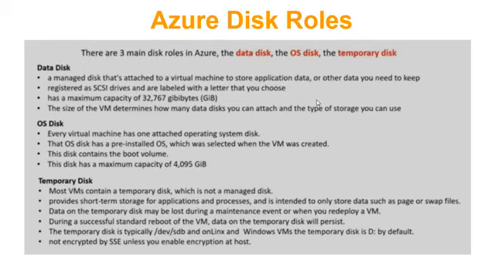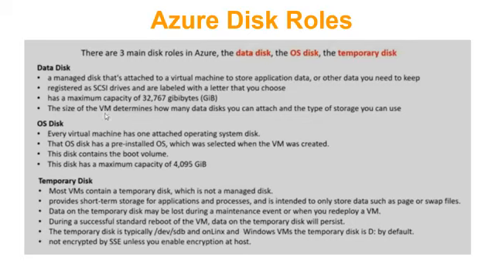These disks are registered as SCSI drives and are labeled with a letter that we choose. We can choose any letter of the English alphabet. Whenever you open the file manager, you will get access to that data disk. The maximum capacity of this data disk is 32,767 GB, and that's a great number, right? So you can use that much capacity.